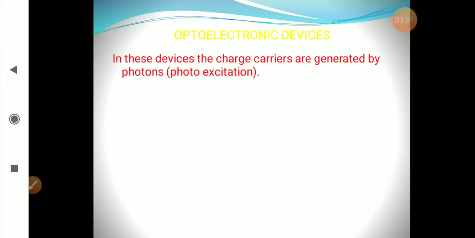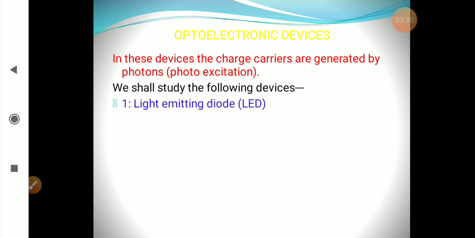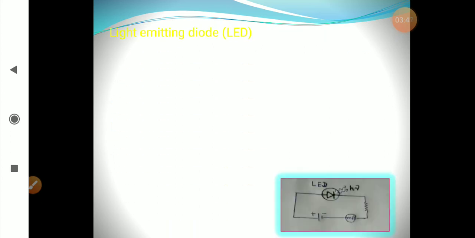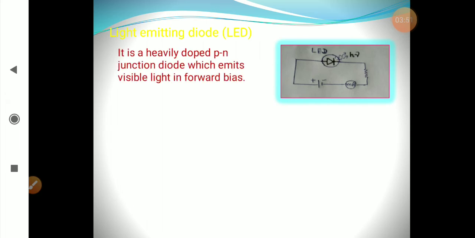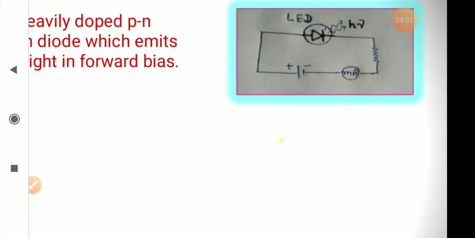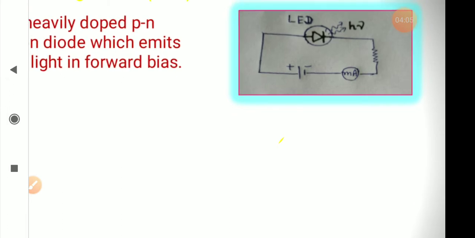Now let us study optoelectronic devices. In these devices, the charge carriers are generated by photons by the process of photoexcitation. We shall study light emitting diodes, photodiodes or photodetectors, photovoltaic devices like solar cell. And let us begin with light emitting diode LED. It is a heavily doped PN junction diode which emits visible light in forward bias. You can see that it is connected in forward bias and it emits visible light of frequency nu.